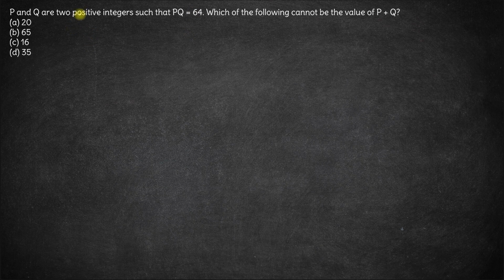Hi. So here in this question, we have P and Q are two positive integers such that P into Q is 64. Which of the following cannot be the value of P plus Q? Now, basically, what we need to do is write 64 as a product of two integers and see what can be the sum of these two integers. So 64 is 1 into 64.